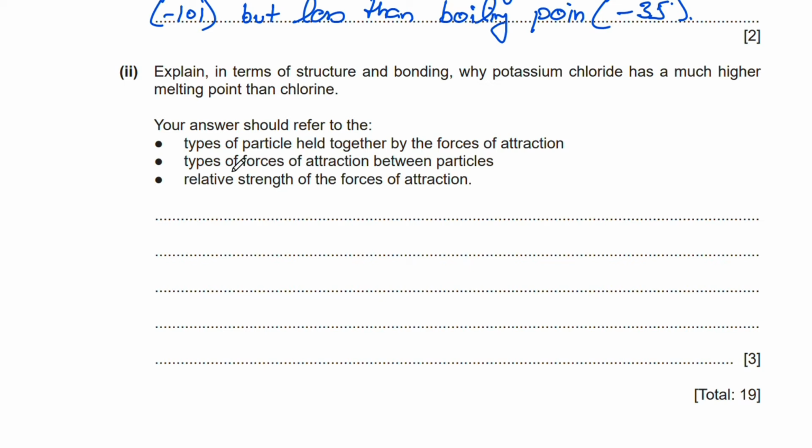Types of particle: we know KCl, potassium chloride, has ionic bonds. There are ions. And in chlorine, it is the molecular bond. Types of forces: in KCl, you have the ionic forces, whereas in chlorine, you have the intermolecular forces. In relative strength, the ionic force of attraction is more than the molecular forces.